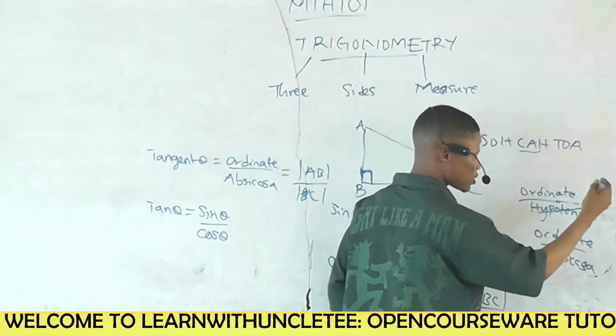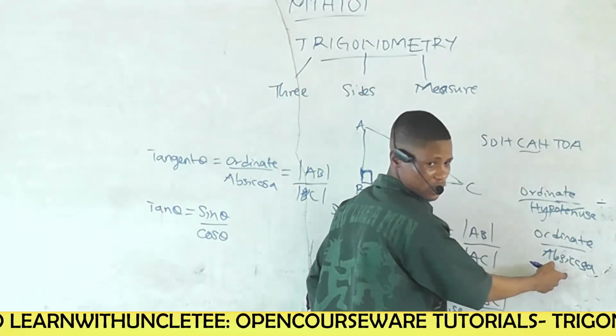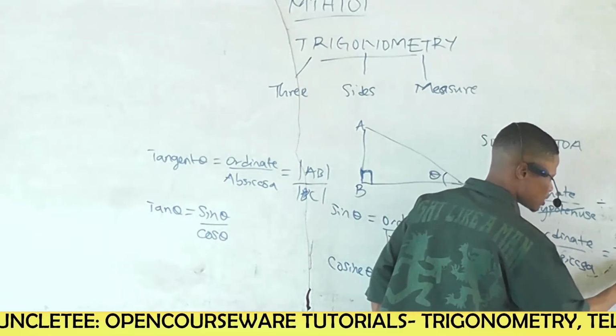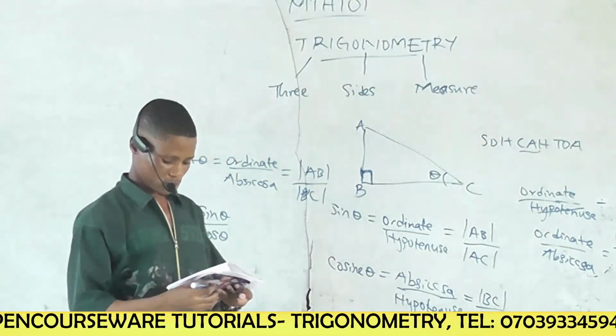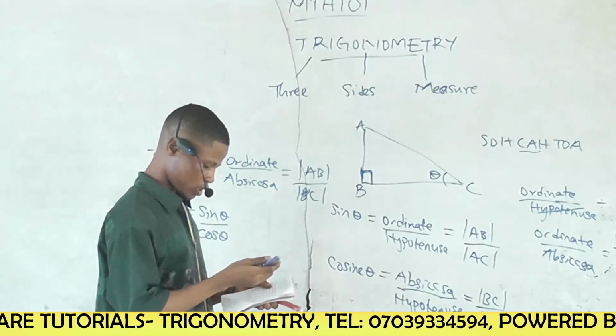So once it goes up, this one will turn to hypotenuse and this one will turn to abscissa. Then hypotenuse will cancel out. Then you are left with what? Ordinate over abscissa, which is the same thing as what? Tan theta. Do you get it? Yeah? Okay. Let's move to special triangles.